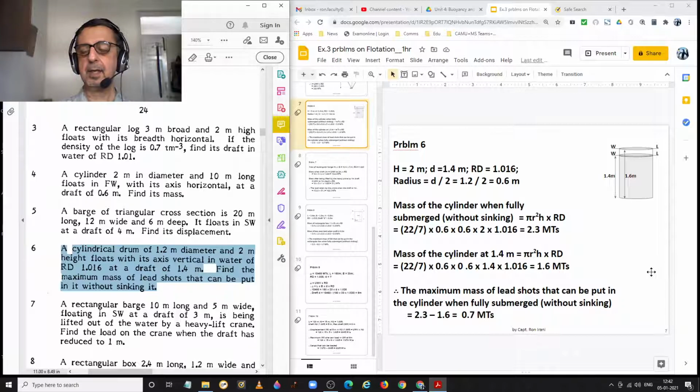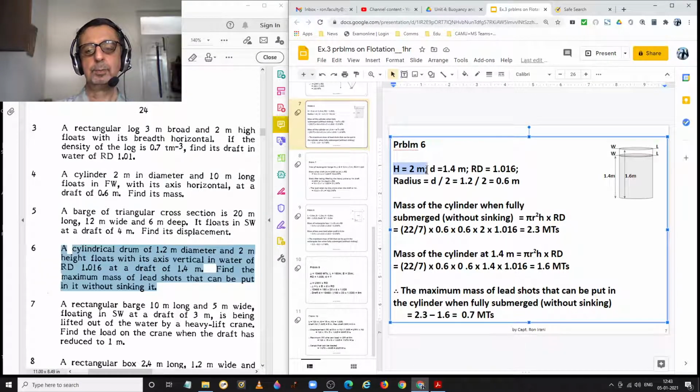Now here, what is required of us in the problem is to find the maximum mass of lead shots that can be put in it without sinking it, which means that the top of the cylinder should be at the water level. That means it is still floating. But if we put in slightly more than what is required, this cylinder will sink to the bottom. Given to us in the problem, height is 2 meters, draft is 1.4 and it is floating in water of relative density 1.016.